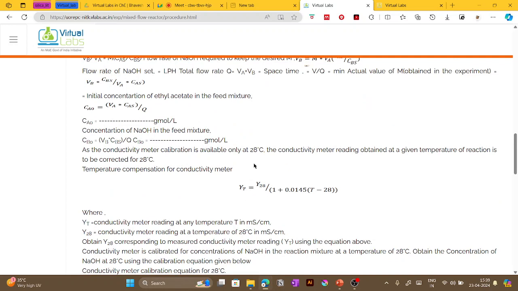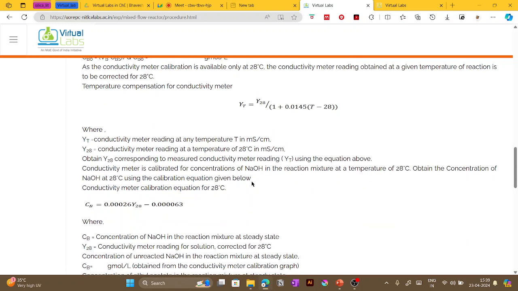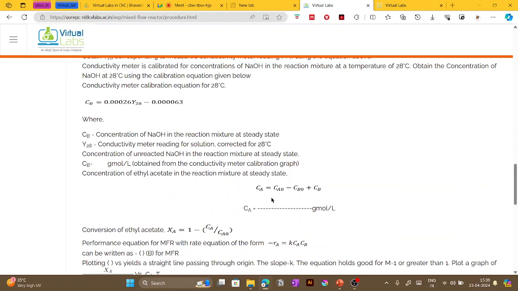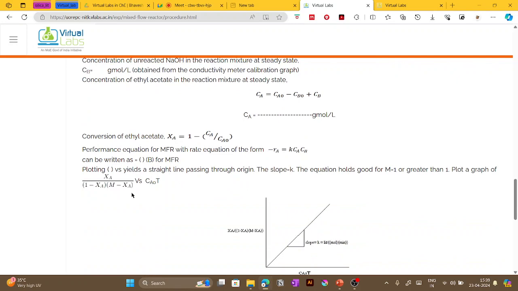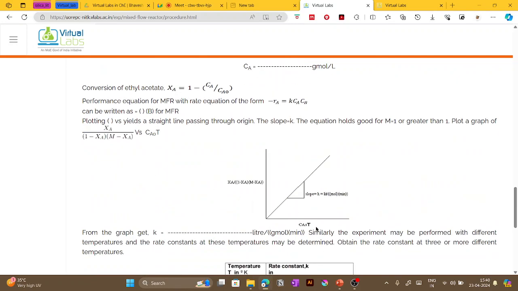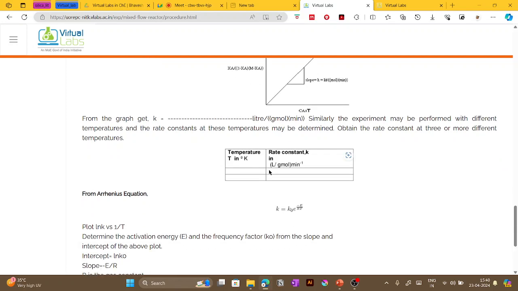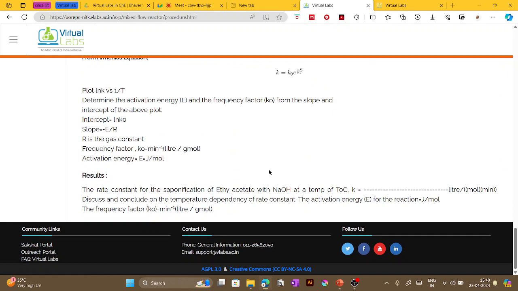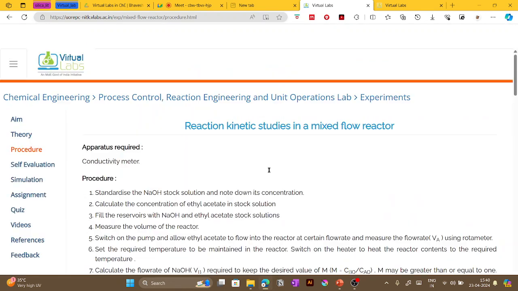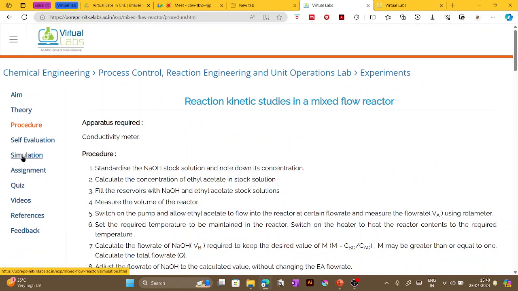Once that is calculated, in the output we will take an output sample and measure its conductivity. Now we will compare that conductivity with the standard conductivity at 28 degrees and convert it to find the NaOH concentration. So this is the same procedure that we had done in the batch reactor studies. The same set of equations are used. Then you find the concentration of A remaining in the reactor, find the conversion, calculate this function of x, plot that function against CA0 tau, and the slope of that plot will give you the rate constant. And then afterwards we will perform the experiment at different temperatures and find the activation energy as well as the pre-exponential factor.